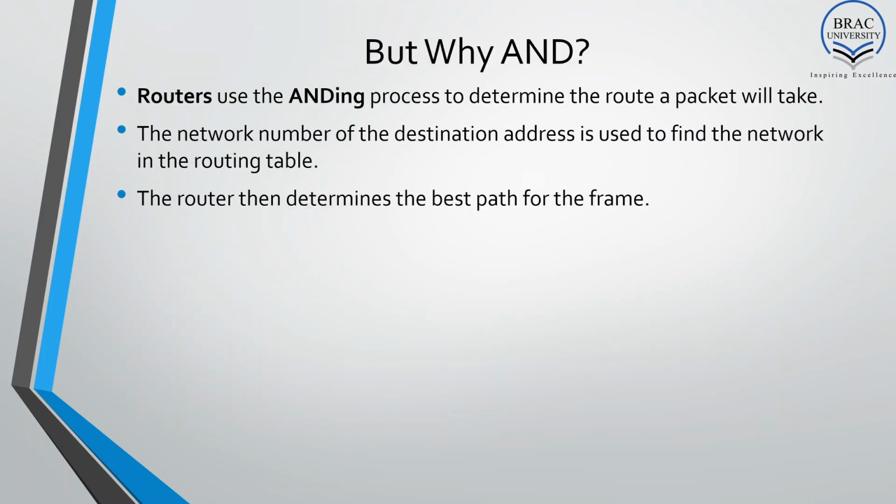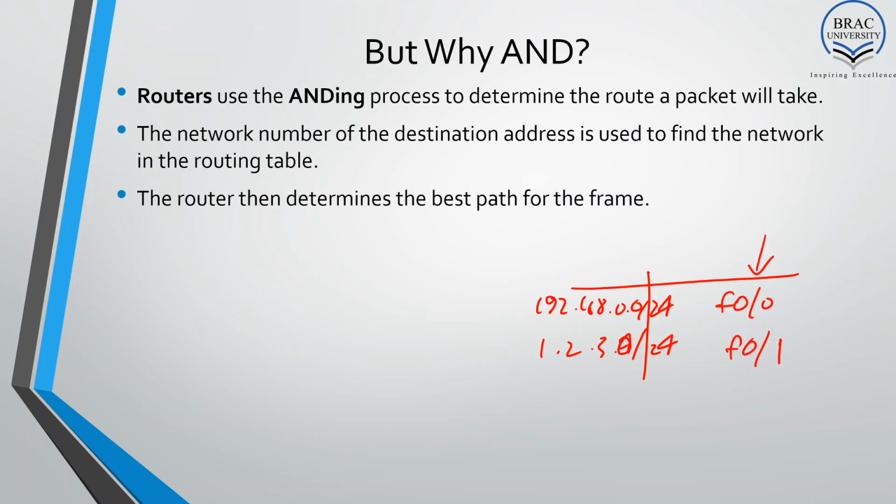Okay, so as I have explained, why AND? Routers use the AND process to determine the route a packet will take. The network number of the destination address is used to find the network in the routing table. The routing table of the router actually has all the network addresses. So it has 192.168.0.0/24, then 1.2.3.0/24, and say one goes out through F0/0, the other through F0/1. These are port numbers. Instead of writing 1, 2, 3, I'm writing their names.